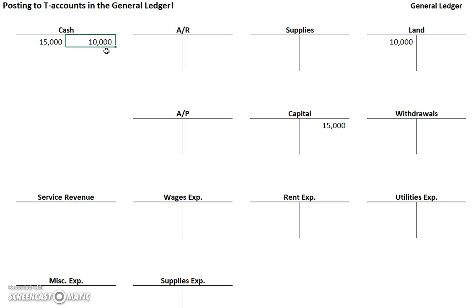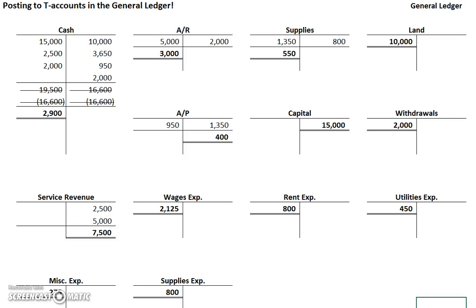You will see when we move on to calculating the balance in the T accounts how the credits are actually being minused from the debits. So there's an example of how to post transactions. You would then continue posting the rest of the transactions. Now that your transactions have all been posted, we're actually going to calculate this balance.